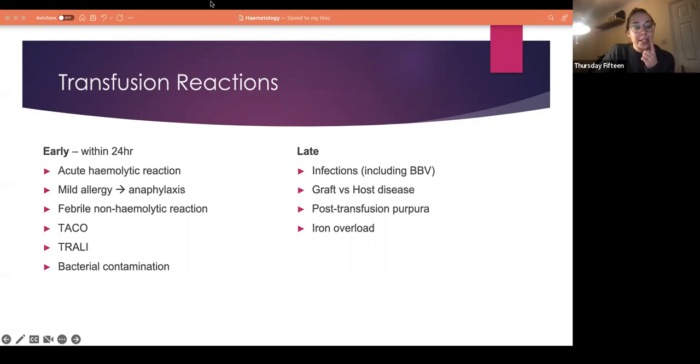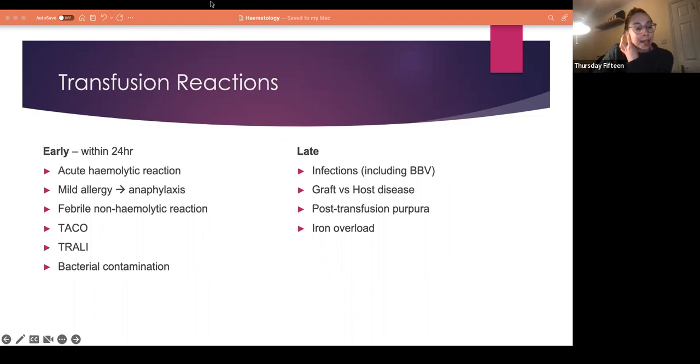TRALI, so that's transfusion-related acute lung injury, usually within 2 hours of a transfusion, but it can be up to 6 hours after. Those patients will present with hypoxia and bilateral pulmonary infiltrates in the absence of heart failure or an overload as a cause. That's because the donor antibodies are reacting with the recipient's white cell antigens and the lung lining, so it leads to an immune reaction. So they'll be short of breath, hypoxic, fevers, rigors, they can be hypotensive. So then you'd want to stop the transfusion and give them respiratory support and support them hemodynamically. Some of these patients might end up going to ITU.